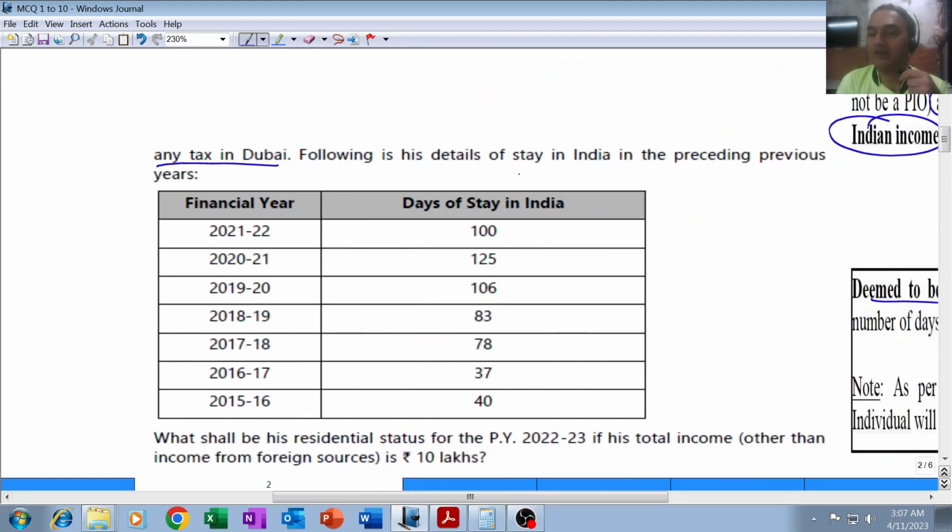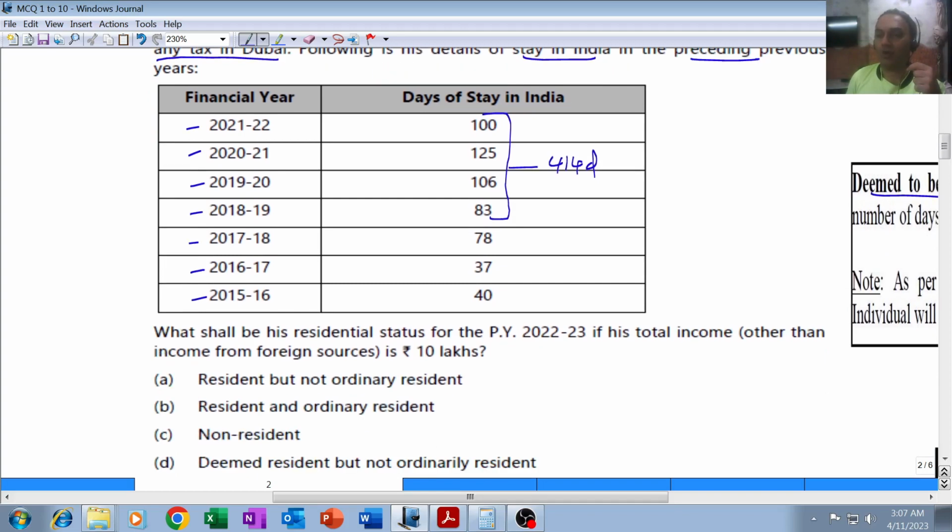Following is the details of his stay in India in the preceding previous years. Last 7 years details are given to you. 1, 2, 3, 4, 5, 6, 7. Out of them last 4 years. Let's first pick up the total of last 4 years. 100 plus 125 plus 106 plus 83. Total will be 414 days. You can take the total. No need to take the total of all the 7 years, because the total of 3 more years will be needed only for checking the additional condition to find out whether it is RNOR or ROR.